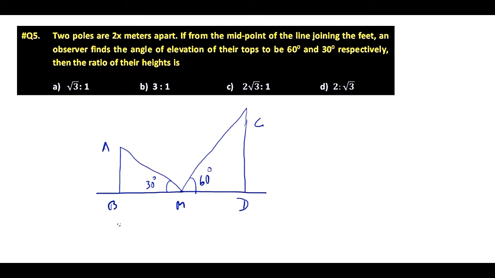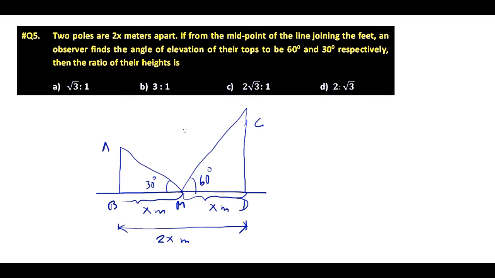So this is the figure, this is the midpoint. According to the question, this whole distance has been given as twice x meter. So what do you say about this part? This will be x meter, this will also be x meter. Am I clear here?